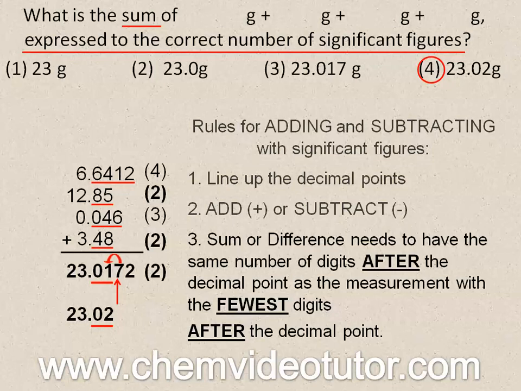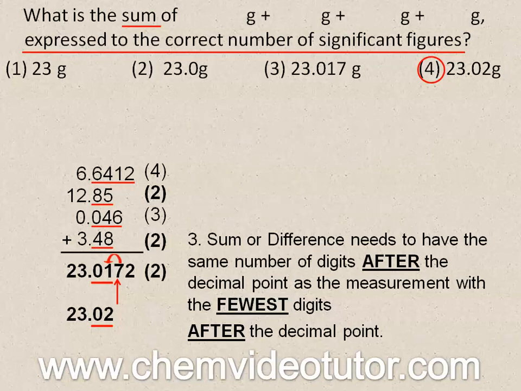But here's a tiny little shortcut when it comes to adding or subtracting with significant figures. As long as you know to count the number of digits after the decimal point, the correct answer will be the one that has the same number of digits after the decimal point as the measurement with the fewest, which in this case is 2.